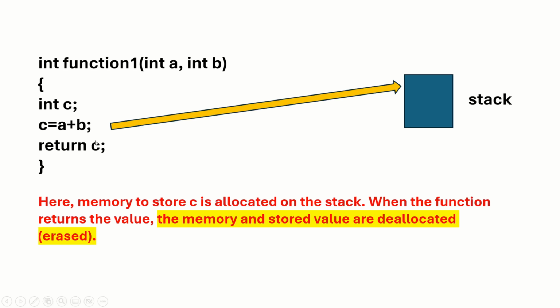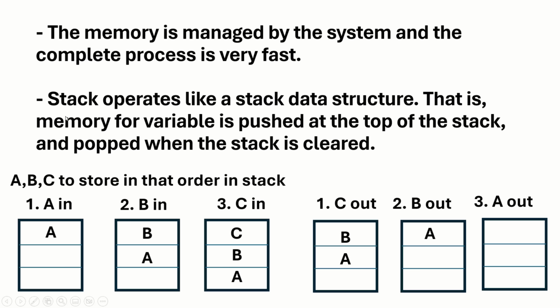Although here we are returning the value, we are returning a copy of this value, which is probably stored in some other variable. The memory is managed by the system, and the complete process is very fast. That is, storing and reserving memory addresses on the stack is super fast. Stack operates like a stack data structure. That is, memory for variables is pushed at the top of the stack and popped when the stack is cleared.